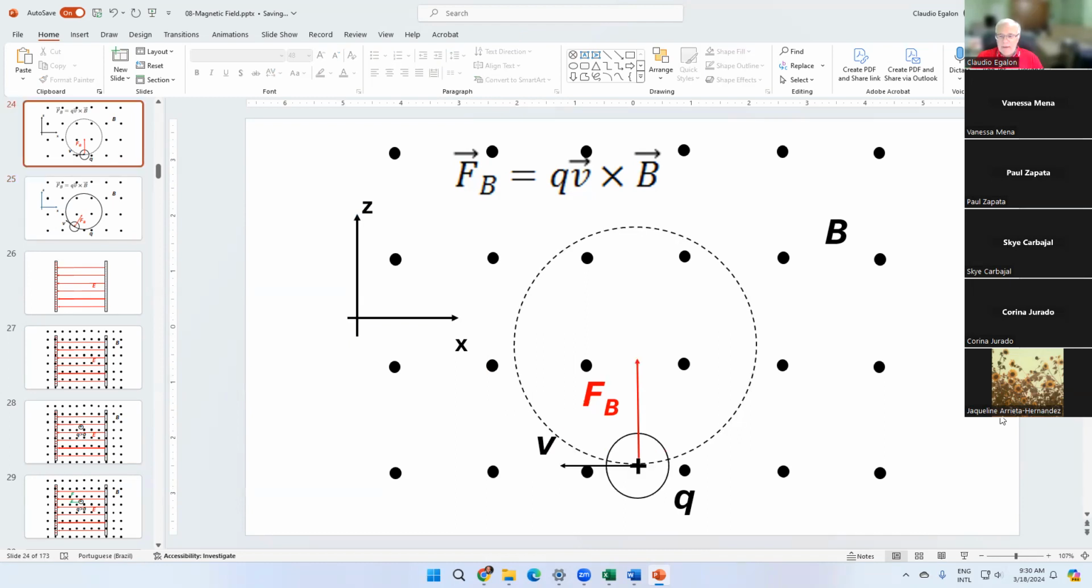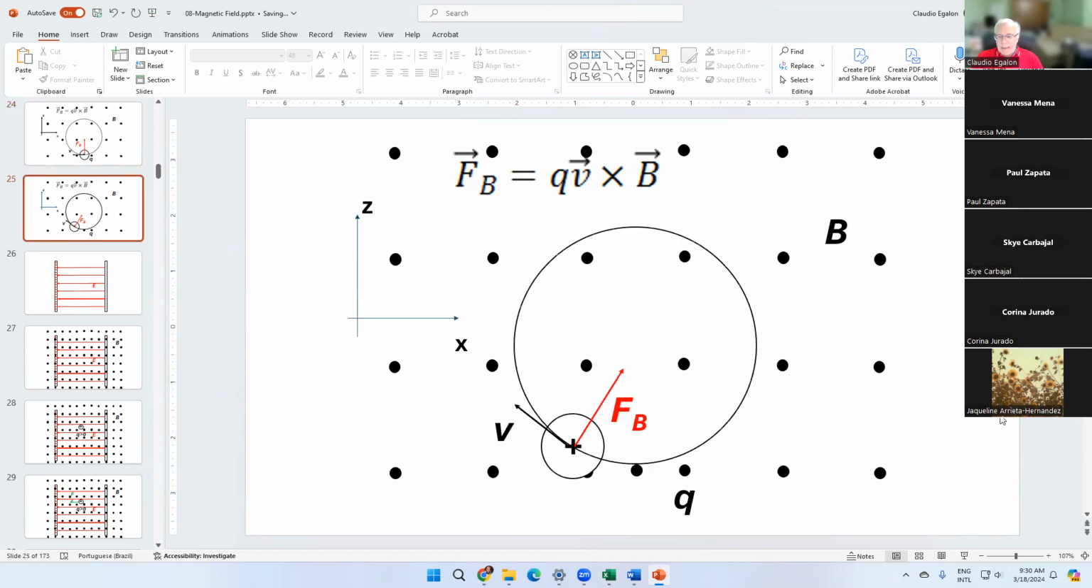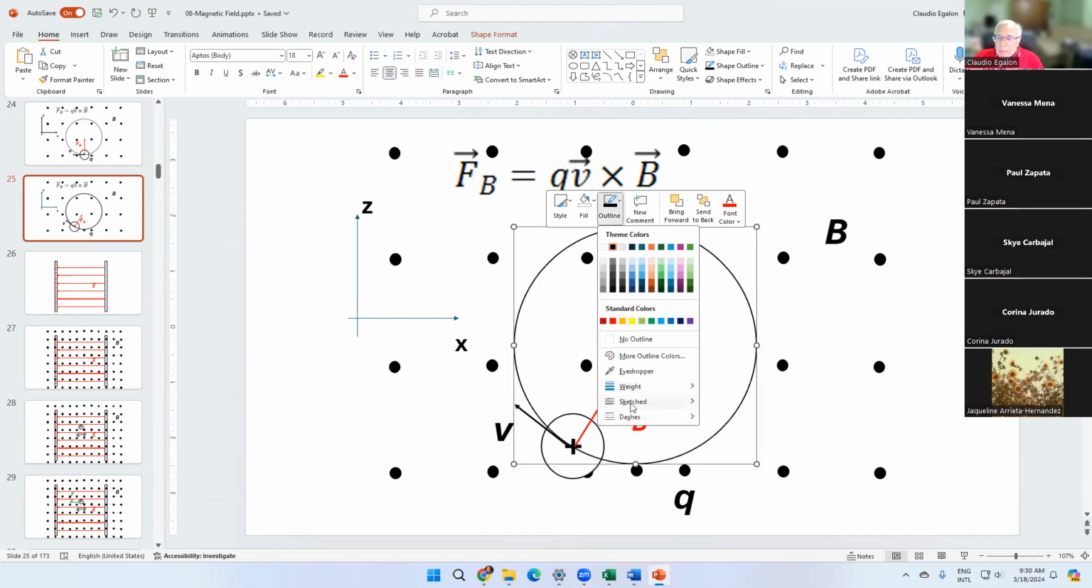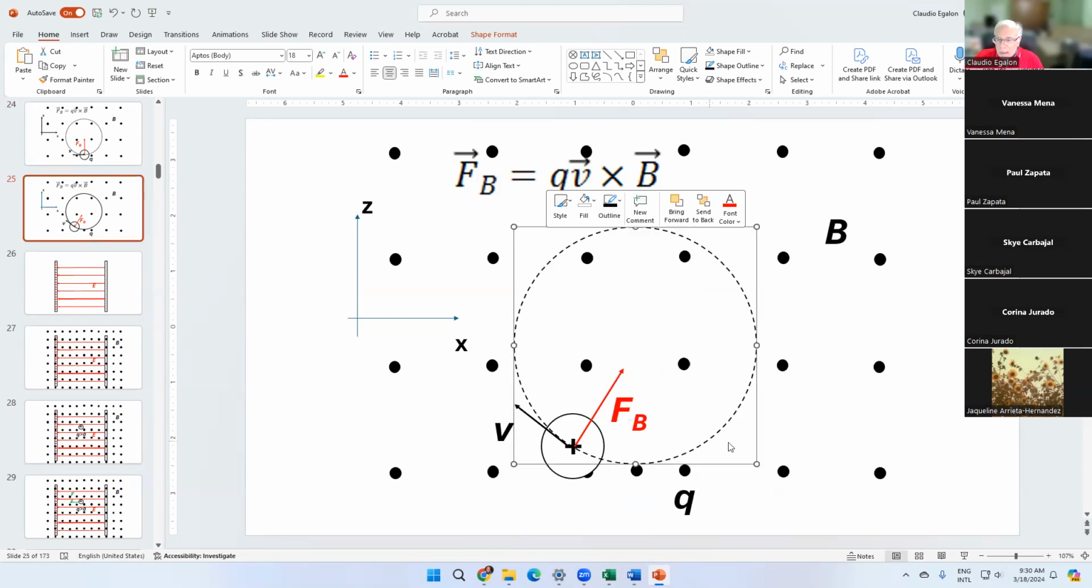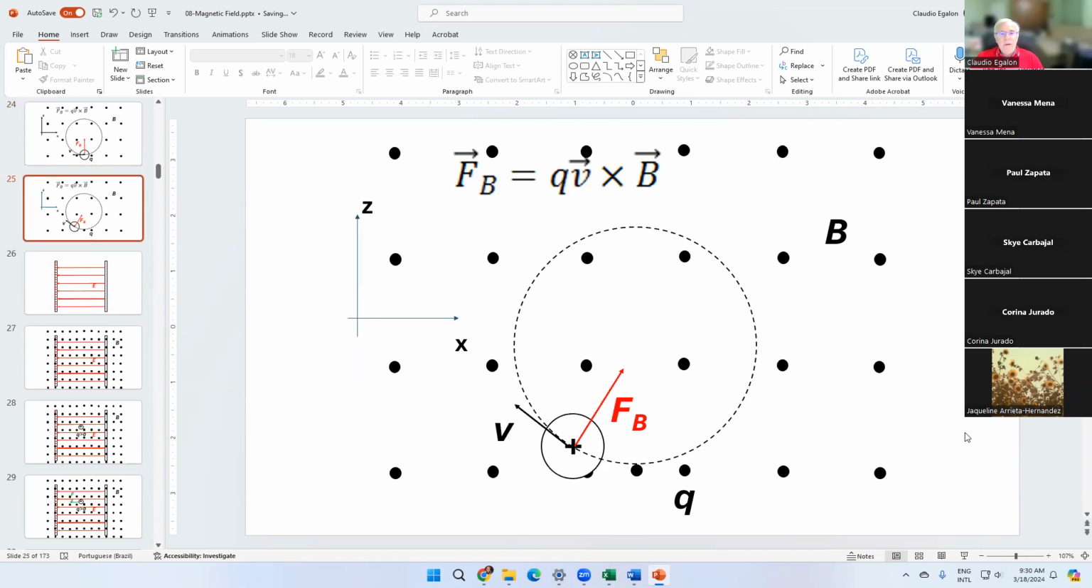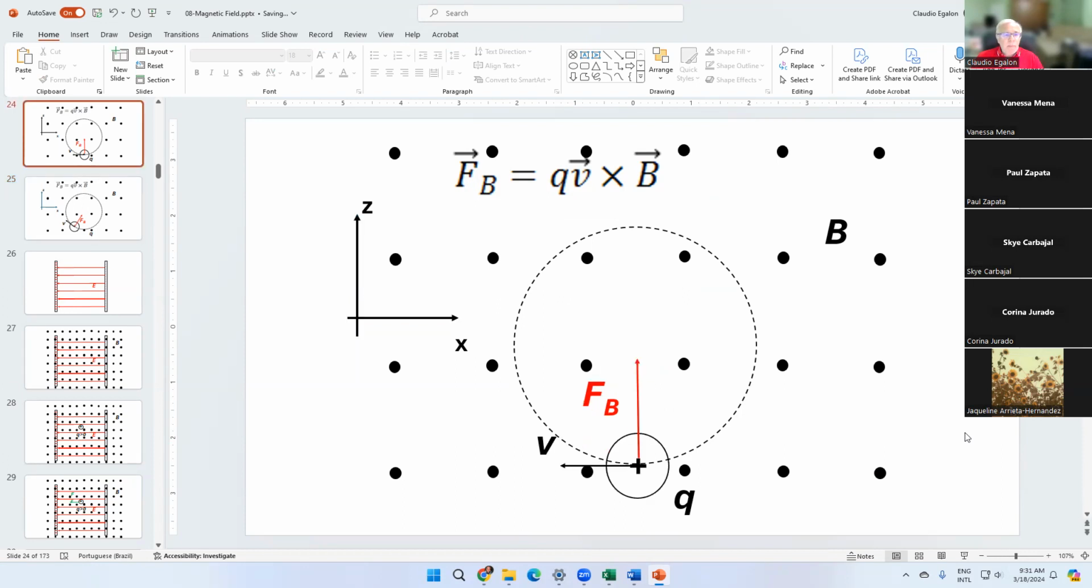Okay, so at a given instant of time, it's here. A little bit later on, it's going to be here. And then we can keep on coming up with different positions so we can animate this situation. Did you get the idea? And don't forget, this one is for V perpendicular to B.